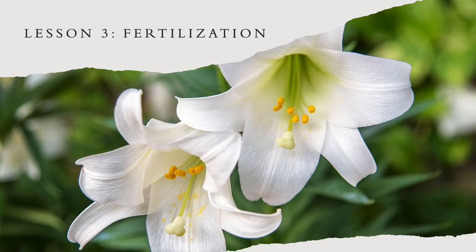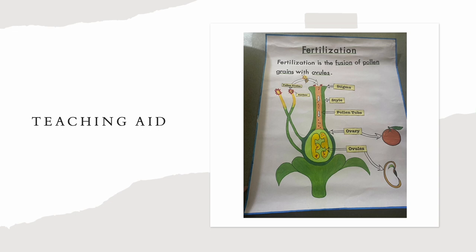Moving along to lesson 3, fertilization, I created my teaching aid where I repeated the same process of typing, cutting, and pasting the definition of fertilization. I drew and colored the parts of the flower that fertilization occurs in, which is the male and the female part of the flower. I also printed the labels for the fruit and the seed. For this, I spent my time bordering the teaching aid as well.